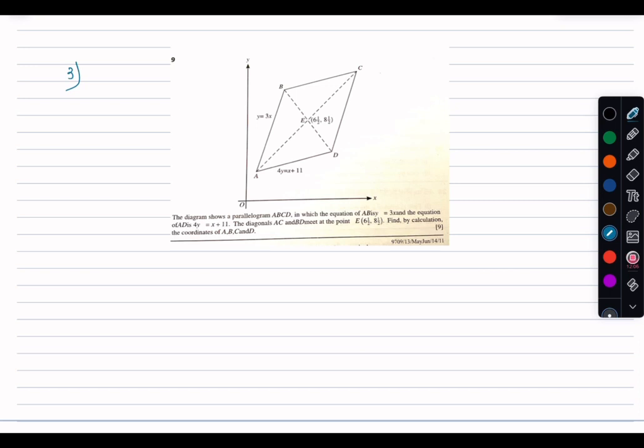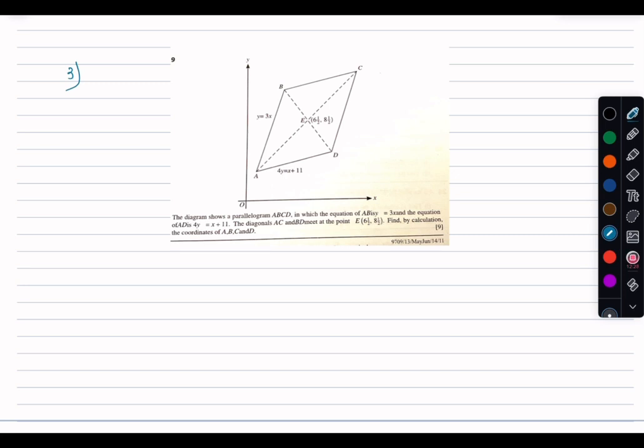So this is now question number 3 for us, which is from May/June, variant 3 and year 14, and this is question number 11. So it's a 9-mark question, so obviously it is a very heavy question and needs to be done with a lot of care to get all the marks here.